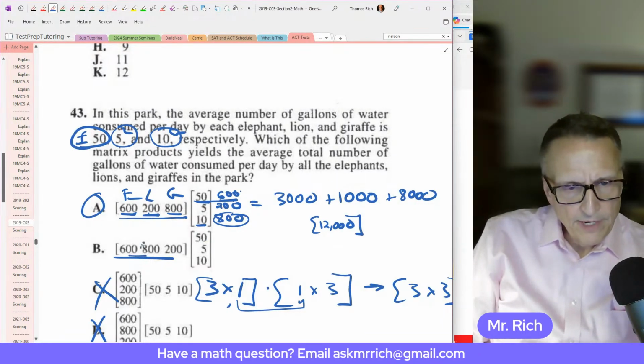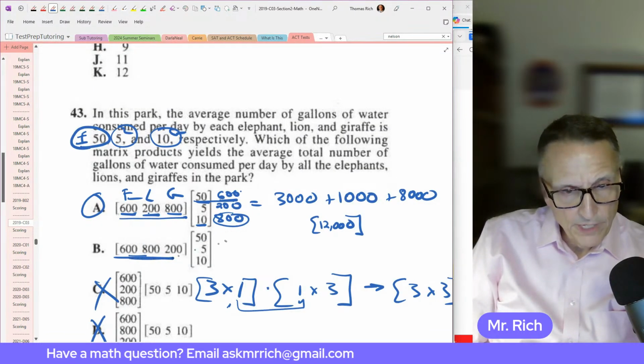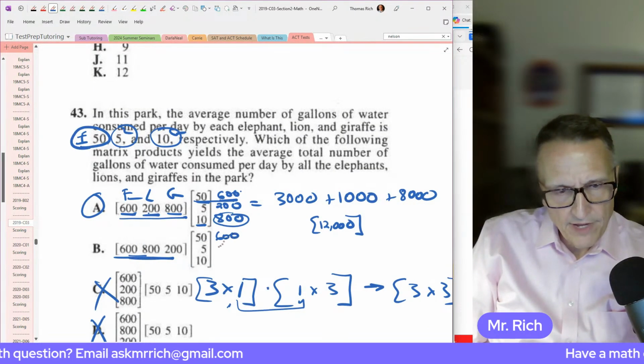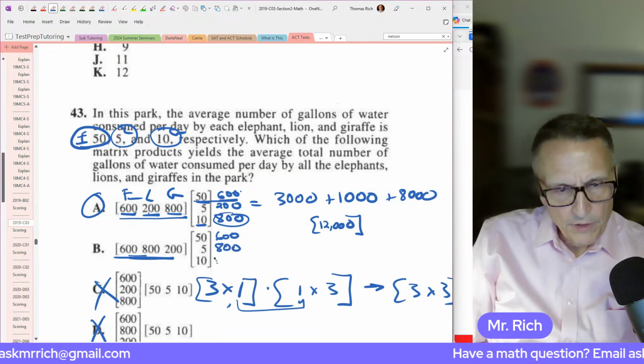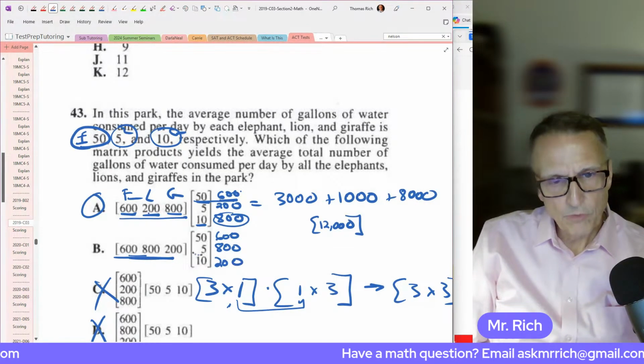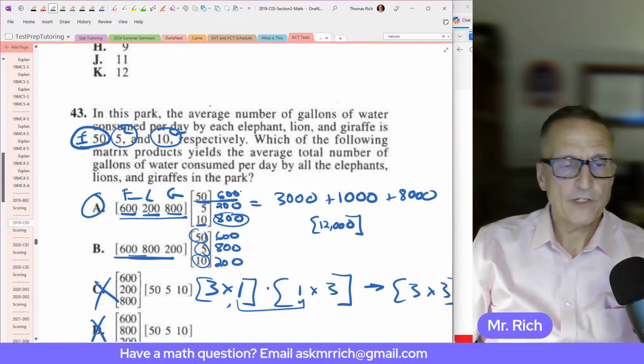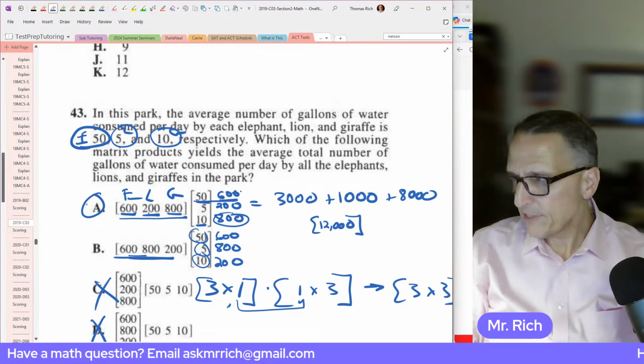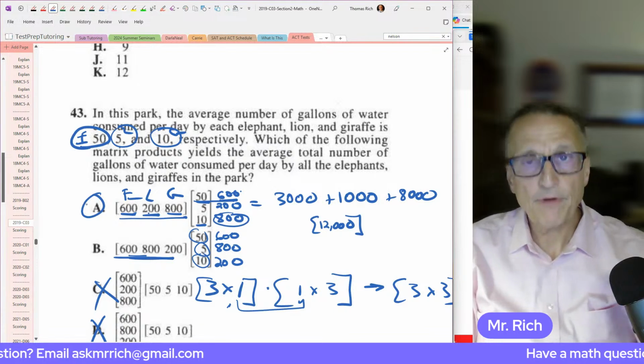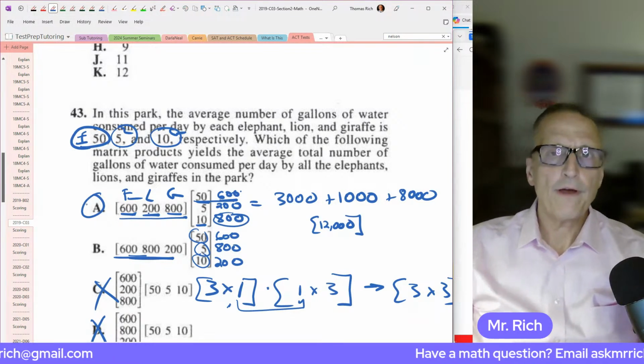This is not the right answer because when I do the matrix multiplication, I have not lined up the correct numbers of animals with how many gallons that type of animal is drinking. So that's why we go with answer A. That is an example of a word problem with a matrix.